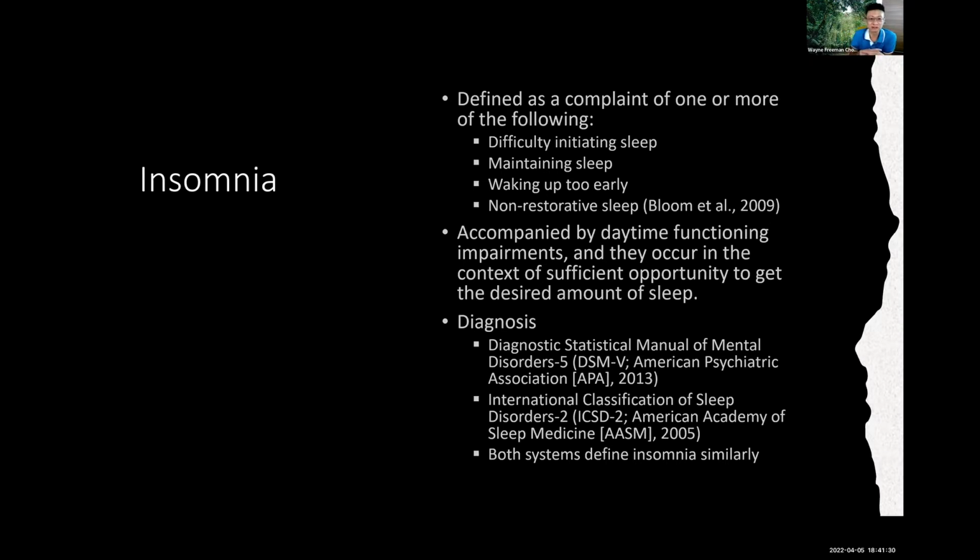You can think about many of those functional abilities that one uses in the day. They occur in the context of sufficient opportunity to get the desired amount of sleep. That means you have every opportunity to sleep for a certain duration of time, uninterrupted. However, because of one or more of those four complaints, one might find that in the day one couldn't concentrate to do his work. One makes silly mistakes, like copying and pasting large chunks of text, or walking and tripping over. So we're talking about various kinds of cognitive, ambulatory, perhaps even dexterity functional impairments.